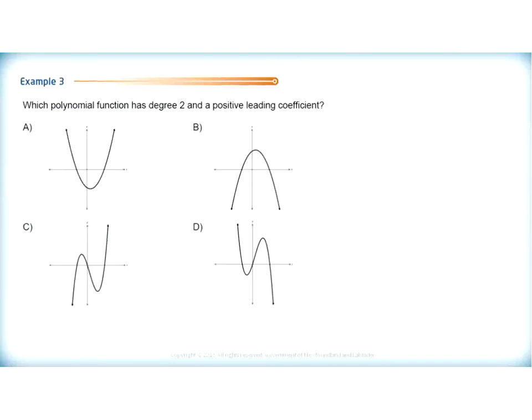In the next example, which polynomial function has degree 2 and a positive leading coefficient? So the first key piece of information that we need to recognize is we're looking for a polynomial function of degree 2. If the function is of degree 2, then it must be a quadratic function, and for a quadratic function, you would be looking for a parabola. The graph is a parabola. So that eliminates C and D as possible multiple choice items.